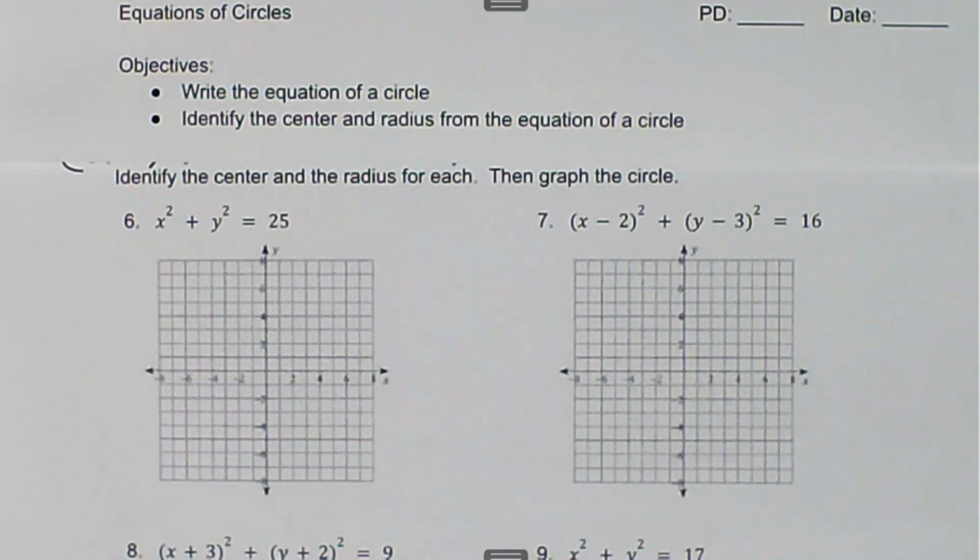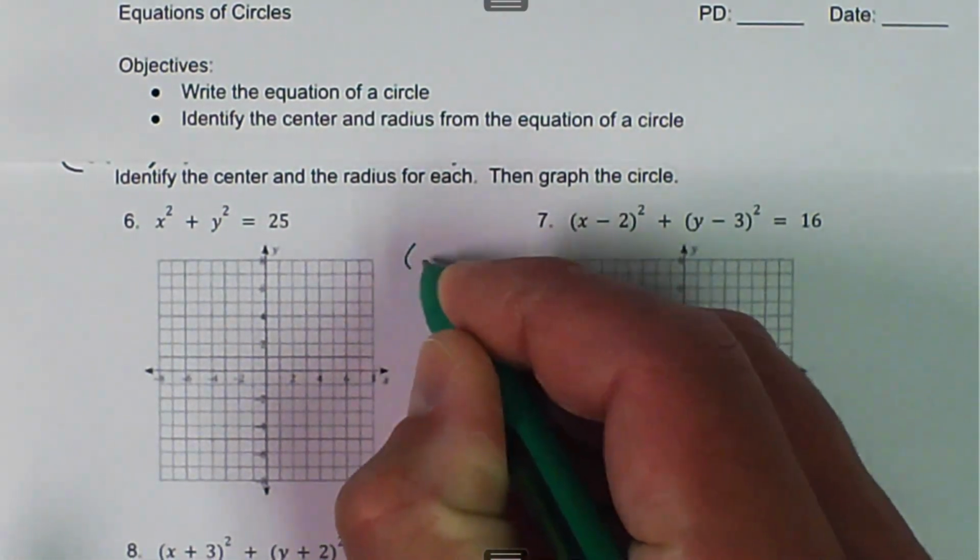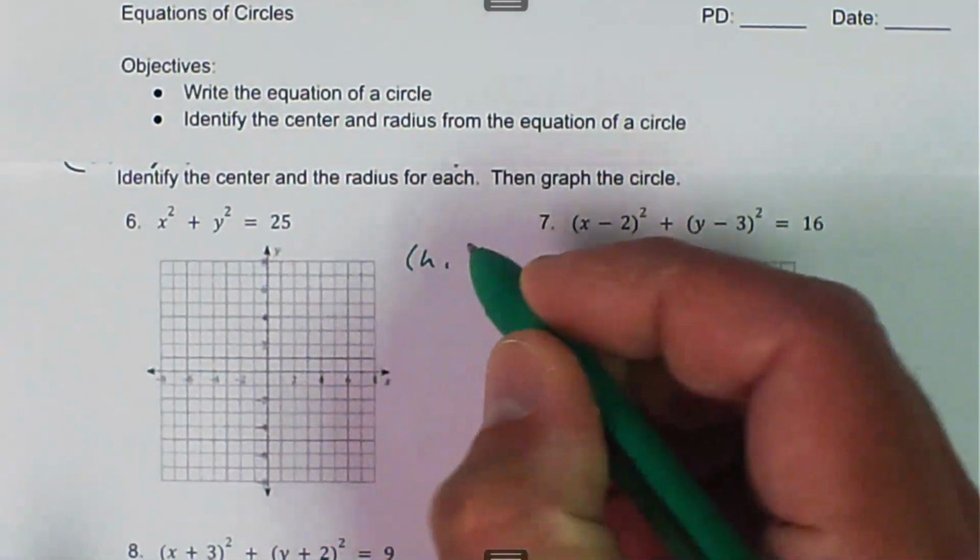We are talking about equations of circles, and we want to be able to graph the circle from the given equation. In this, we want to identify the center and the radius for each graph, and then graph the circle. So remember, we always have (h, k), and that's given from the equation.